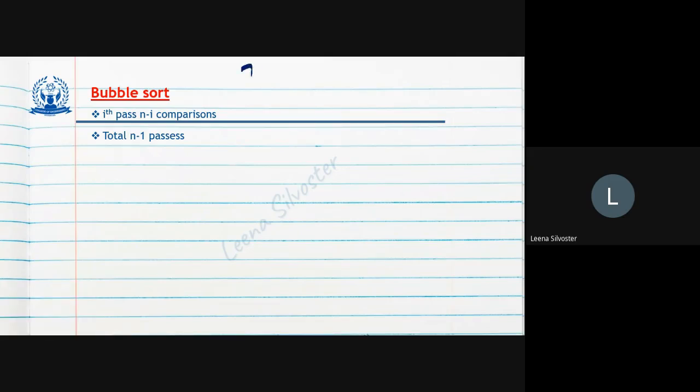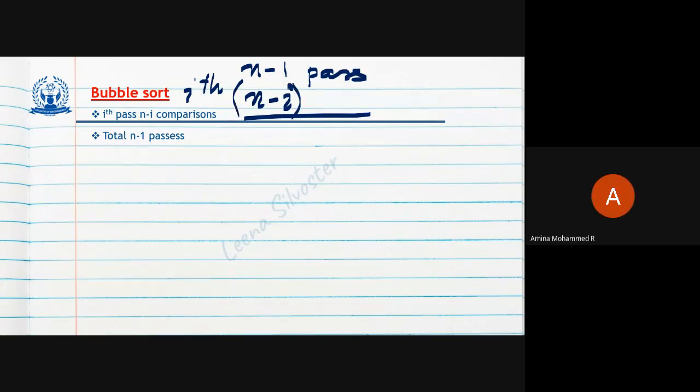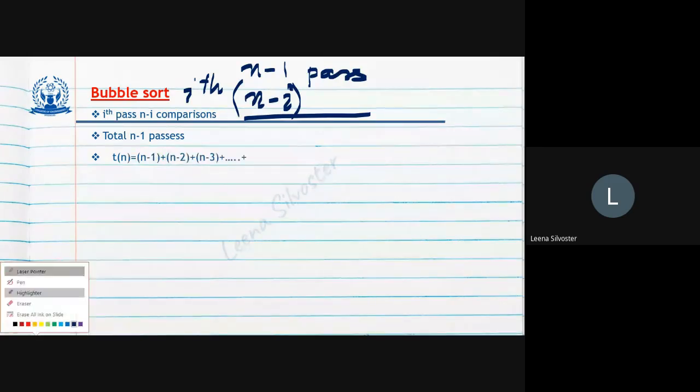Totally we are having n minus 1 passes, and the ith pass needs n minus I comparisons. So what is the total number of comparisons? Tell me. N minus 1 into n minus I. So the total time complexity is n minus 1 plus, that is, if it is the first pass, then I is replaced by 1. So n minus 1.